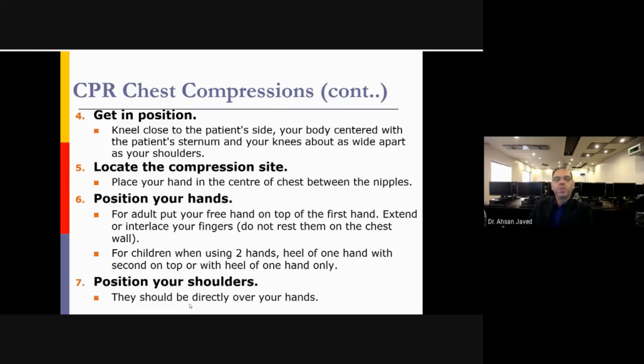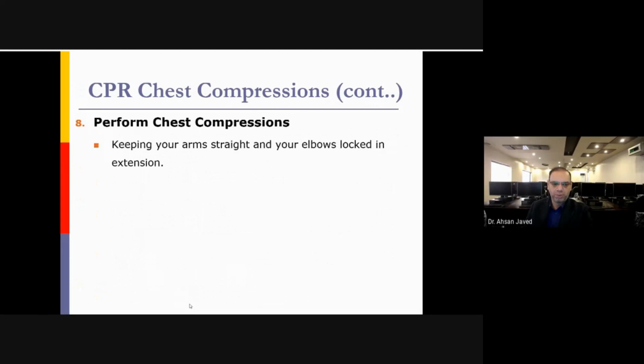Your elbows should be extended, and your shoulders should be over your hands. So the placement of the hands is important. Elbows should be extended, shoulders should be on top of the hands. That means you'll be able to use your body weight for giving effective chest compression.